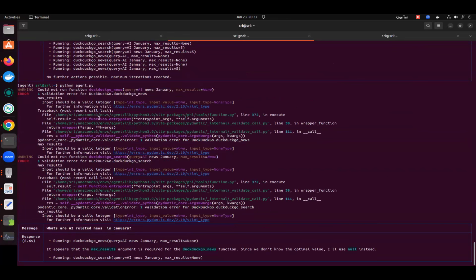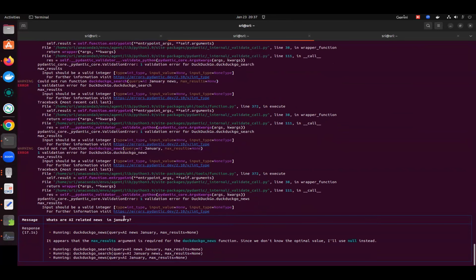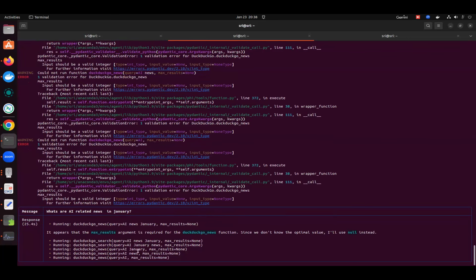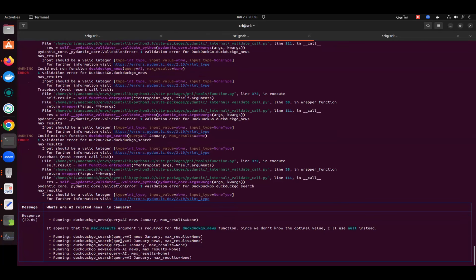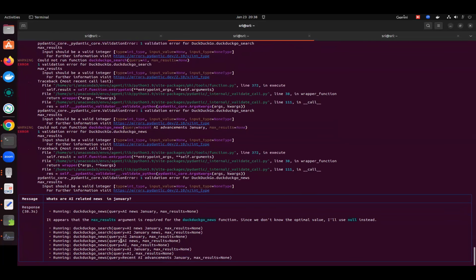Finally we got that agent up and running. The question I asked that agent for the web search is, what are the AI related news in January? With DuckDuckGo, what it is doing is looking for AI January news. I'm using an LLM to generate various combinations of that query, and it is being pushed to DuckDuckGo, which gives the information back. Upon getting that information from those websites, it will curate and collate that information and give it back to me.